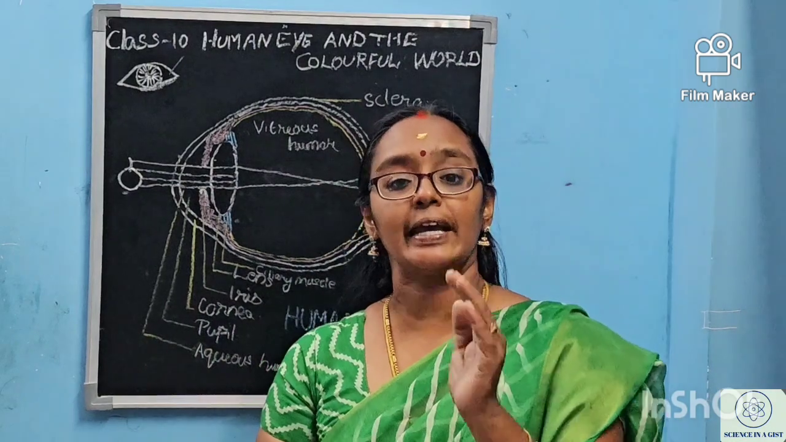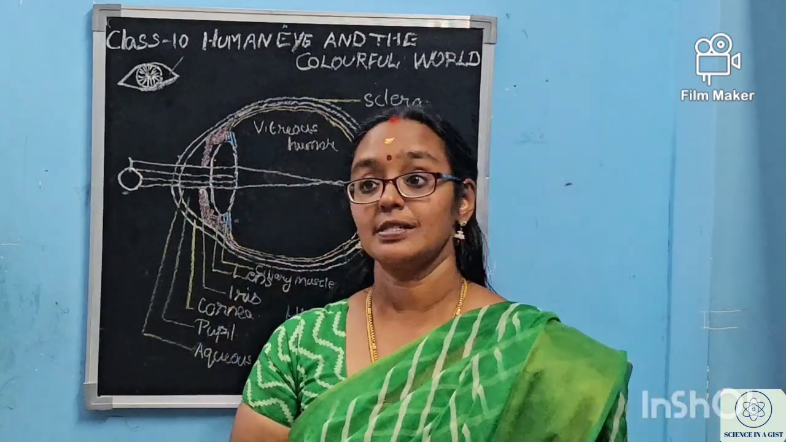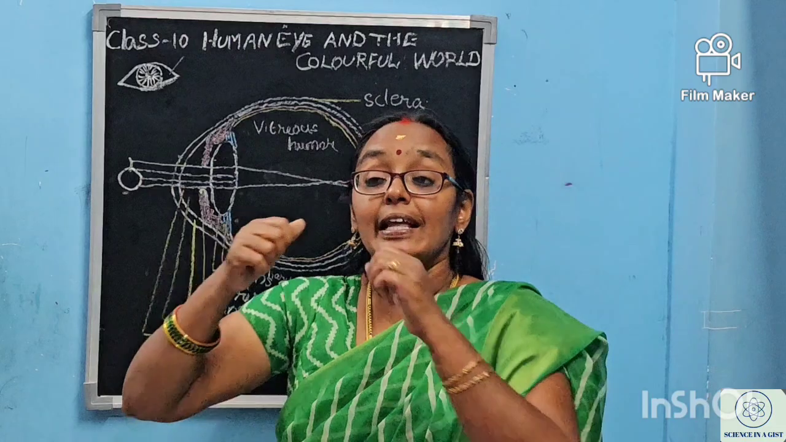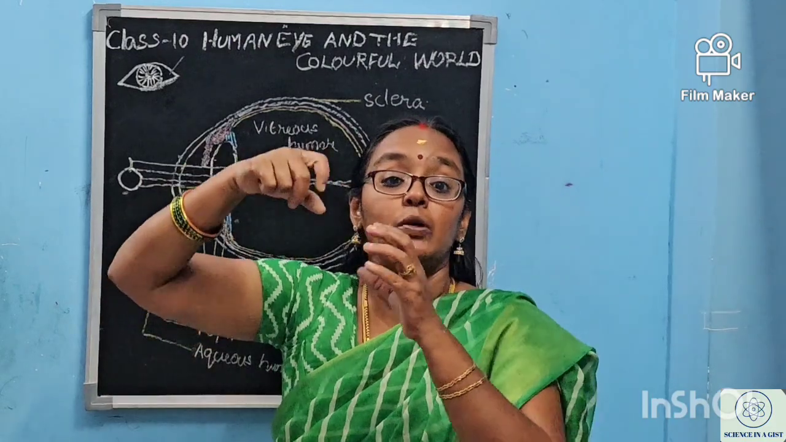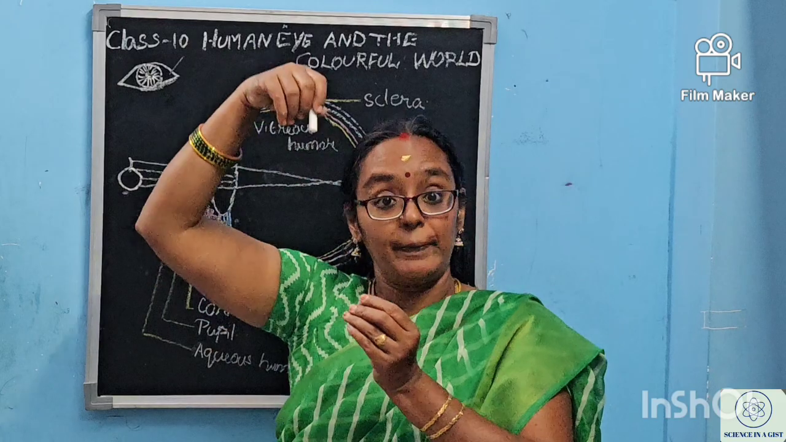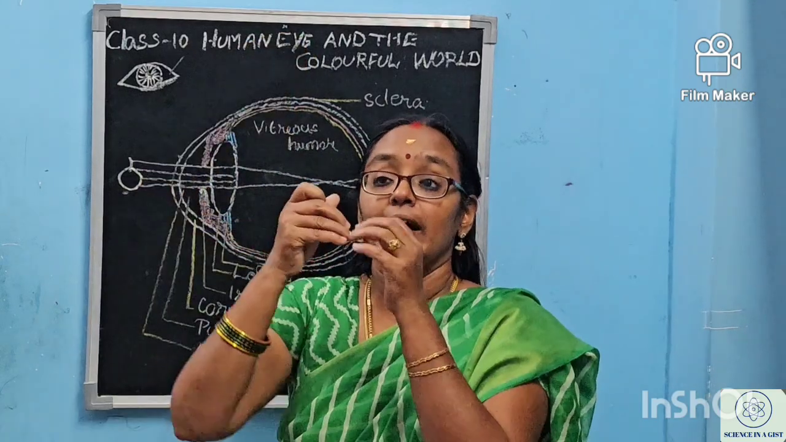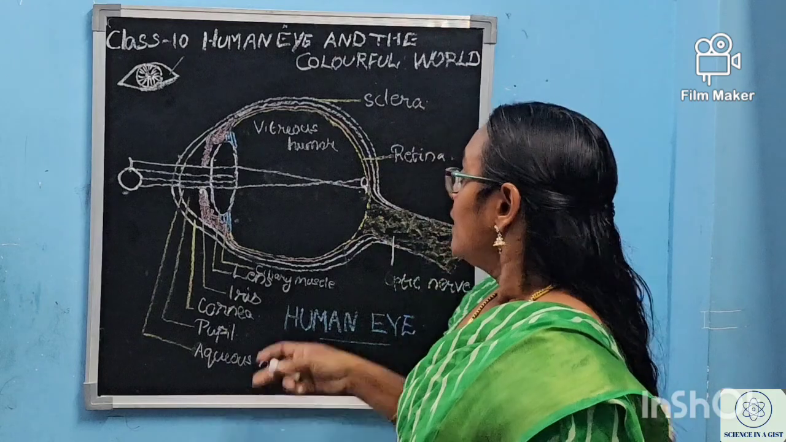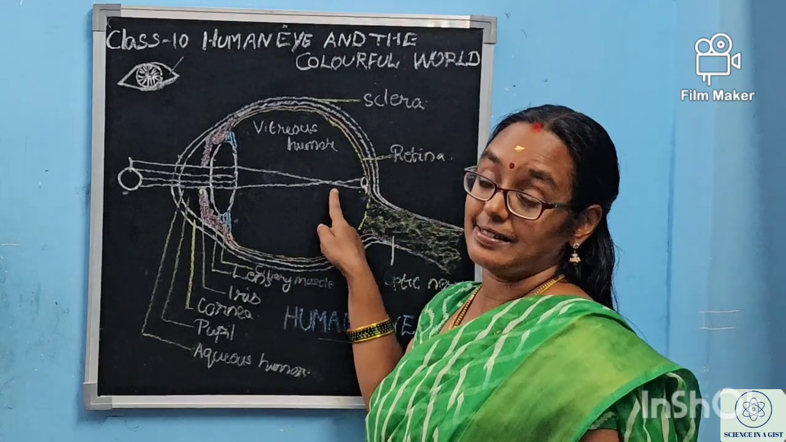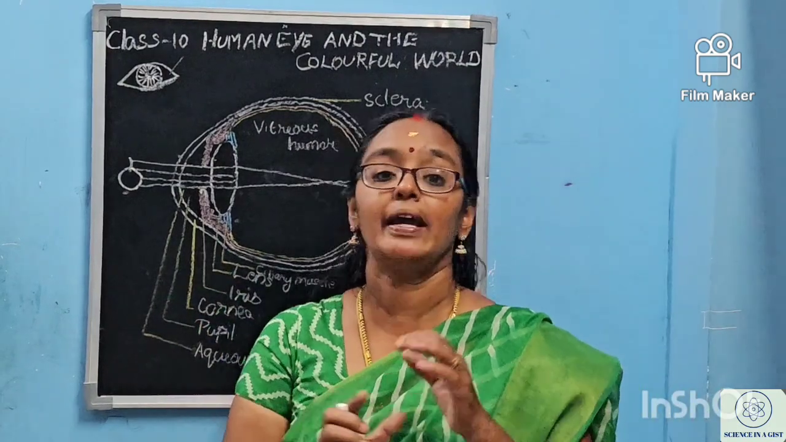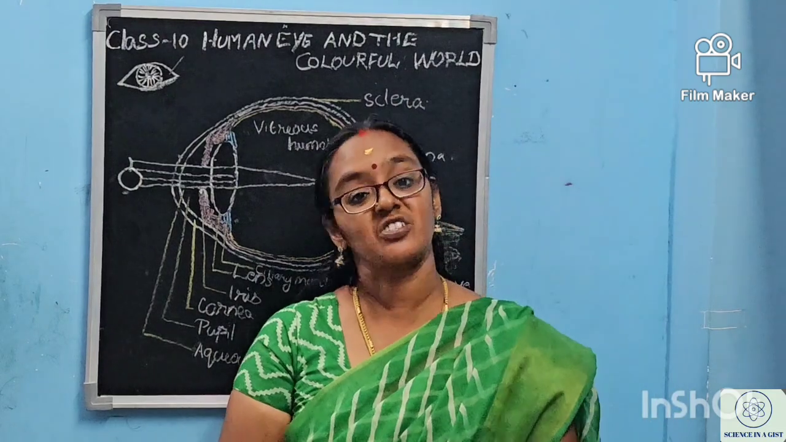When we are seeing an object which is far away from us, the ciliary muscles will relax. The ciliary muscles are the ones holding this lens. So if they are relaxing, the lens also will be expanding. When the muscles are relaxing, the lens will be expanding. So the focal length gets increased and the object's image will fall directly on the retina and we will be able to see the far away objects clearly.